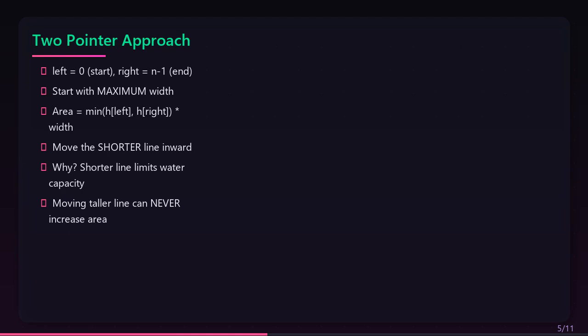The shorter line is a bottleneck. Moving the taller line only decreases width while the height is still bounded by the shorter line. Area can never increase by moving the taller line. But moving the shorter line might find a taller line, which could increase the area.